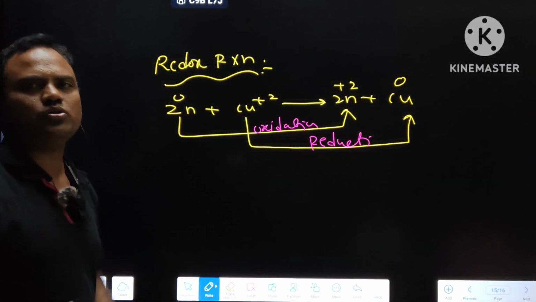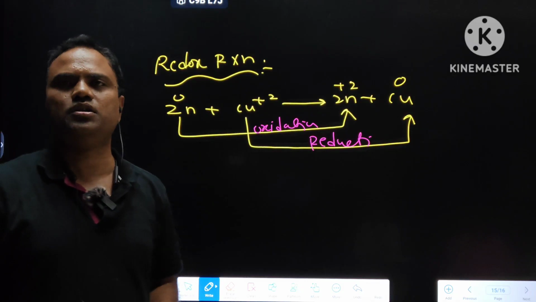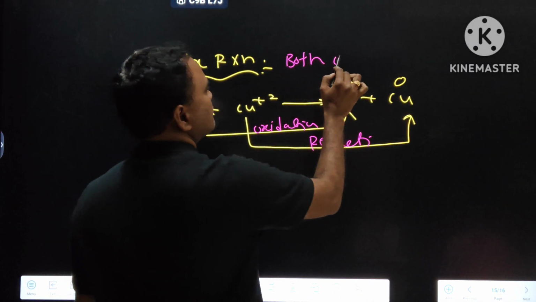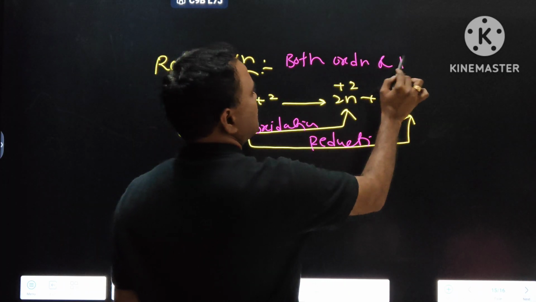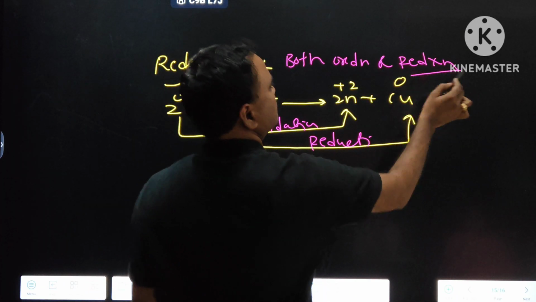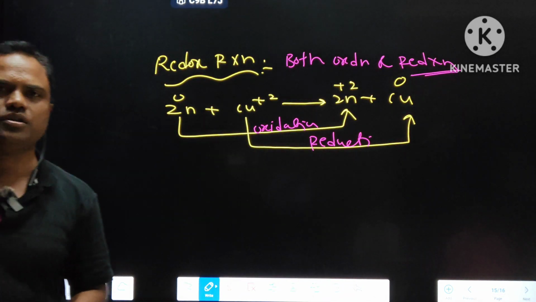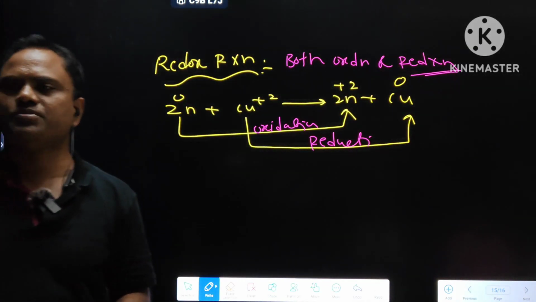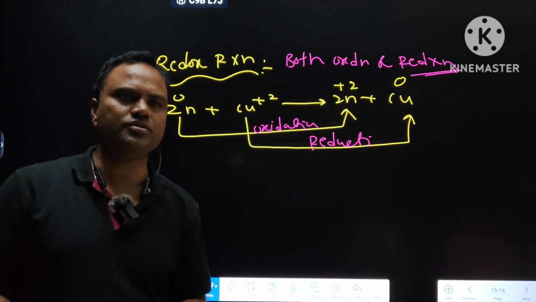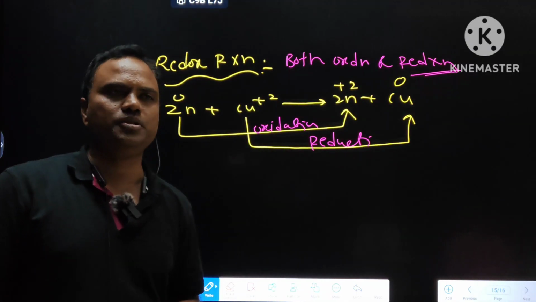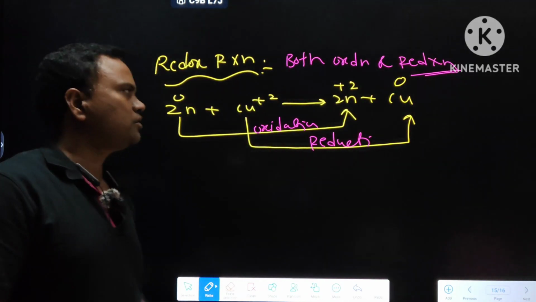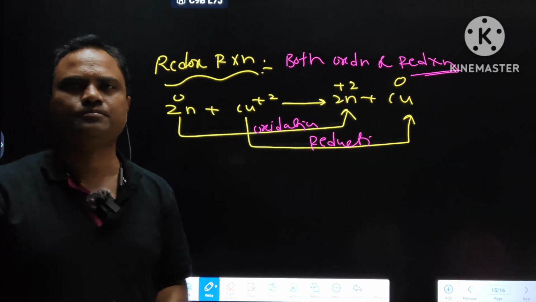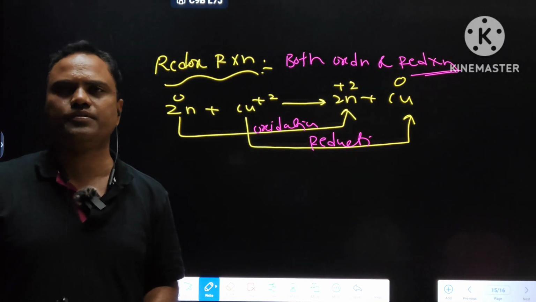The reaction in which both oxidation and reduction take place is called a redox reaction. Both oxidation and reduction. Redox reaction, a very important question is balancing the redox reaction. Next, types of redox reactions. Okay, let us do balancing of redox reaction by the shortcut method. Later we will go with the classification of redox reactions.